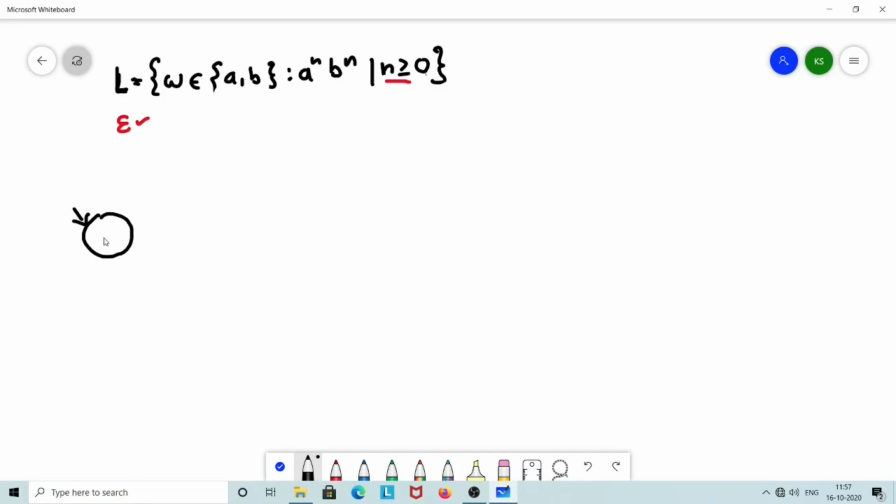So Q0. The initial stack content will be epsilon, right? If you encounter 0 occurrences of A followed by 0 occurrences of B, that is A^0 B^0, I'll get epsilon. I should be able to accept this, right? So I'll mark Q0 as an accepting state. And do I have the stack empty? Yes. So I am in Q0, which is accepting, and the stack is empty, so this will be accepted, right?